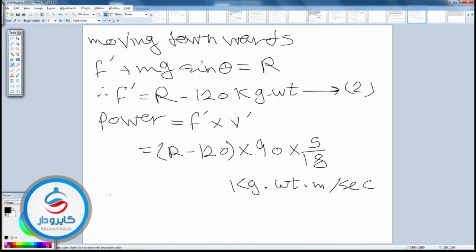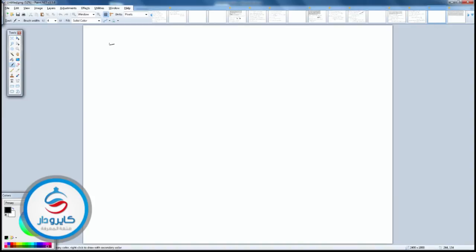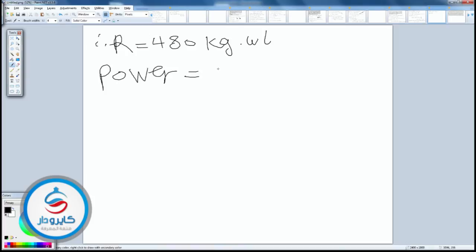By solving the two equations, one and two, therefore R equals 480 kilogram dot weight. Power equals 120 horses.